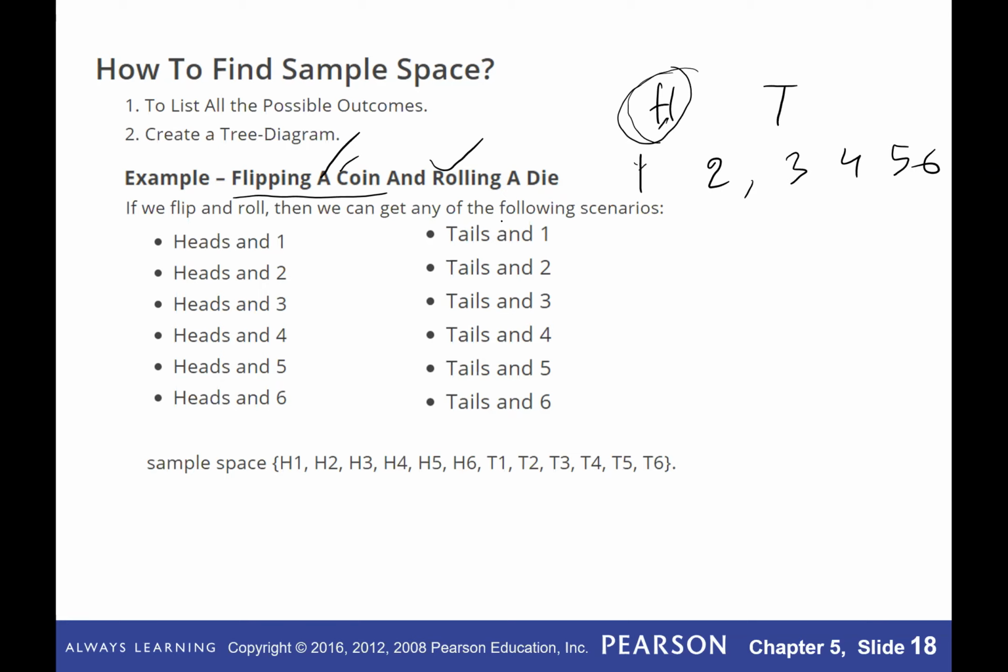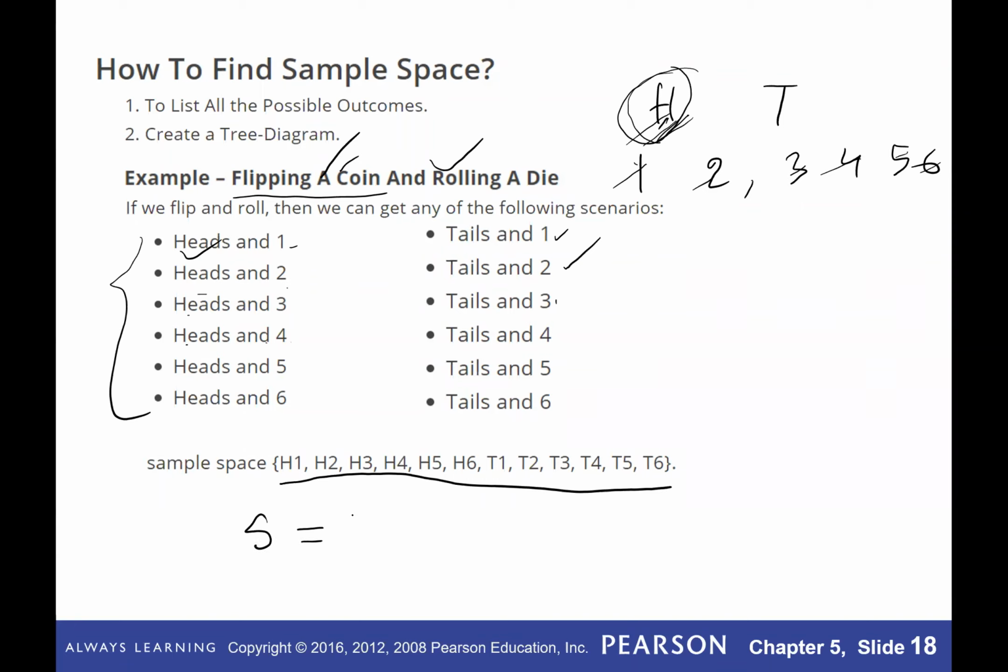We can get head and number 1, head and number 2, head and number 3, head and number 4, head and number 5, head and number 6. So these are the possible outcomes for head. Similarly, we can get tails and 1, tails and 2, 3, 4, 5, 6. So we have total 12 outcomes. So you will list all the possible outcomes, and that will be our sample space.